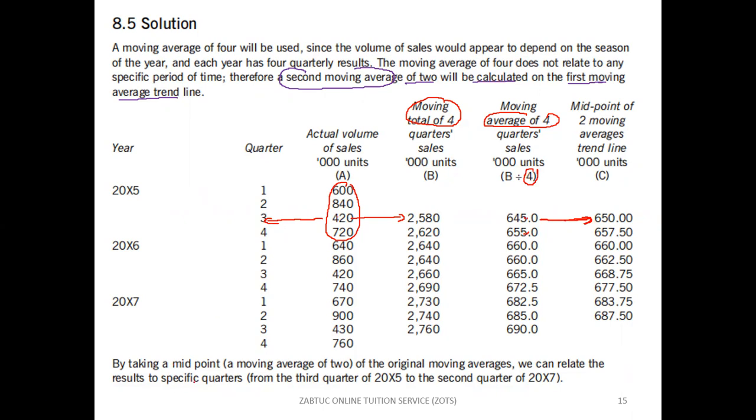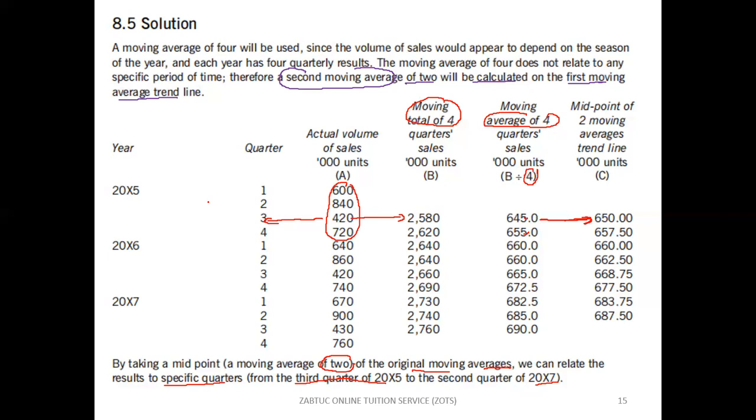What have you done? By taking a midpoint, a moving average of 2 of the original moving averages, we can relate the results to a specific quarter, from the 3rd quarter of X5 to the 2nd quarter of X7. So each one of these now is against a specific time period. That's all. But it's still a moving average. It's just a centering to ensure that it relates to a specific time period.